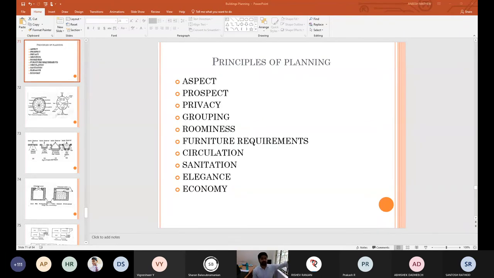In most cases, direct light is provided by vertical windows. You can see this window. In most cases, we see windows on the vertical side only. We never provide windows on the roof like that. Then second is artificial light. I don't want to explain artificial light; you know that.